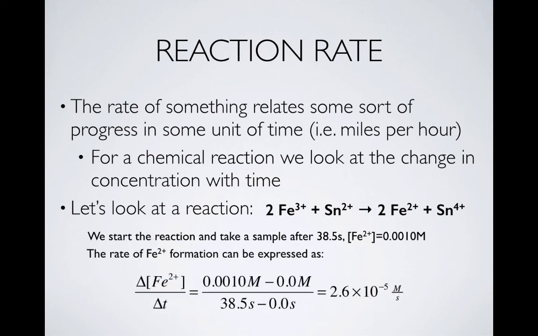So we're going to look at the rate of the reaction as the rate of iron 2+ formation. And so that would be expressed as the change in the concentration of iron 2+ over the change in time. Well, the change in the concentration of the iron 2+ was 0.001 minus 0 because it started at 0. And that change took 38.5 seconds.